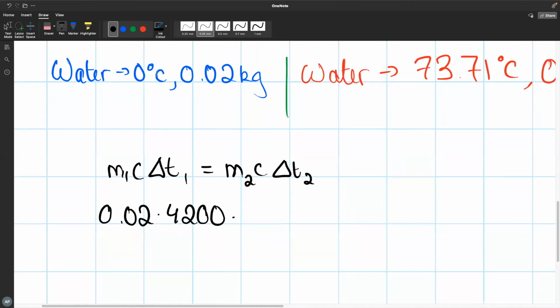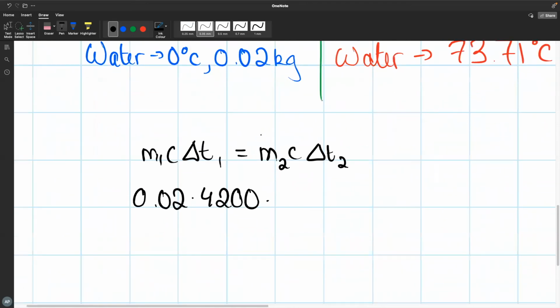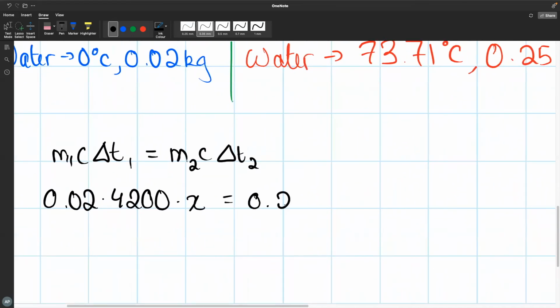But we do know that the starting temperature over here is 0 degrees. And given that the other component of the water is of a much higher temperature, we know that the temperature of the solution is going to increase as well. So we're going to name that variable x. So x represents how much the temperature of this component of water increases. So this equals m2, which is this water, which is 0.25 times 4200, which is the same over here.